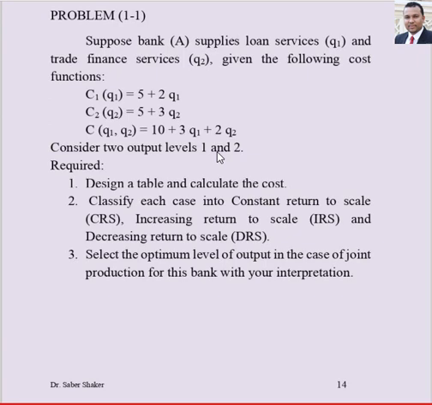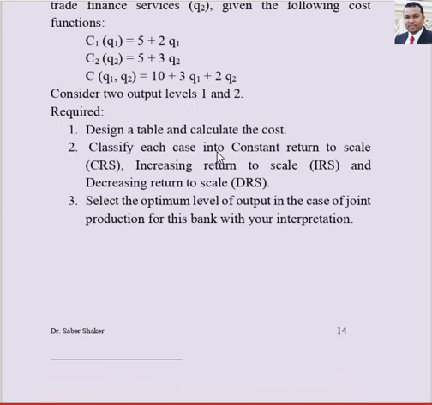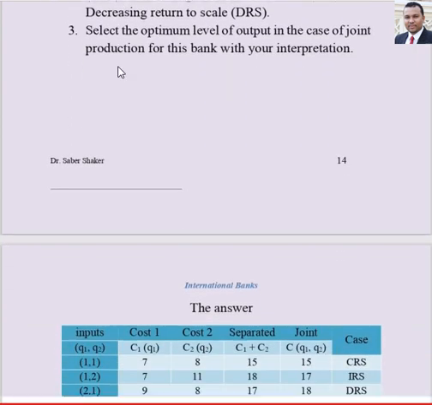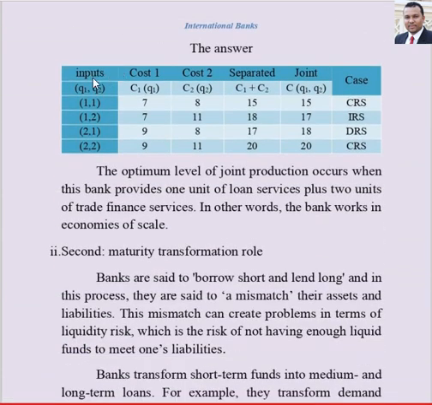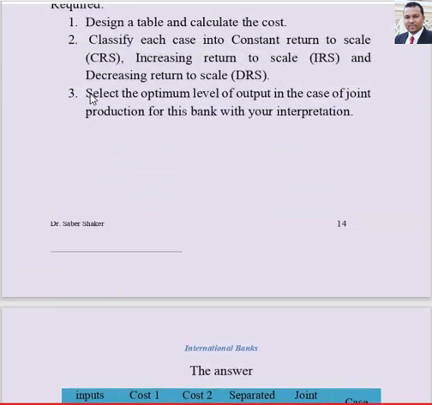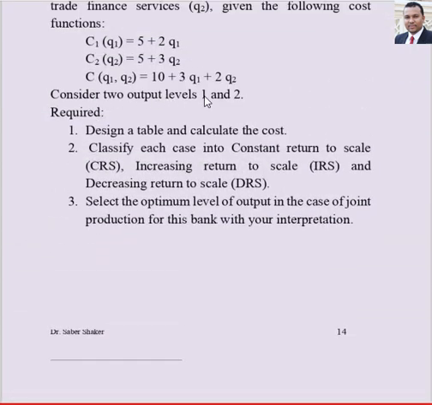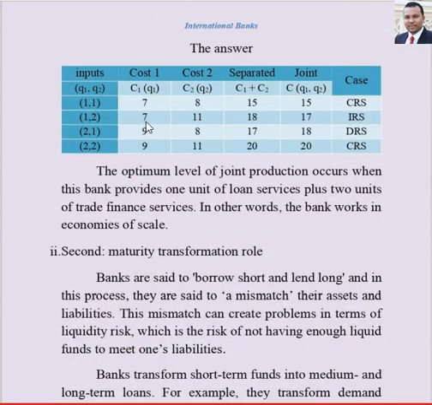What are the requirements? Number one, design a table and calculate the cost based on the functions. Classify each case into constant, increasing, or decreasing returns to scale. Select the optimal level. Okay, this is the answer. What about the inputs? As we mentioned before, they consider two output levels, 1 and 2. So our options are 1-1, 1-2, 2-1, 2-2. The first value refers to the quantity of Q1, and the second value refers to the quantity of Q2.